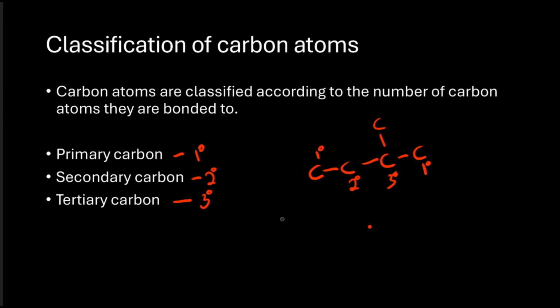So you can try perhaps on this. You can try and find the various classifications of carbon atoms we have in this structure. Our first carbon atom here is bonded to just one other carbon atom. So we have a primary carbon atom here. And then over here, we have a secondary carbon atom. The next one, another secondary carbon atom, and a primary carbon atom as well.